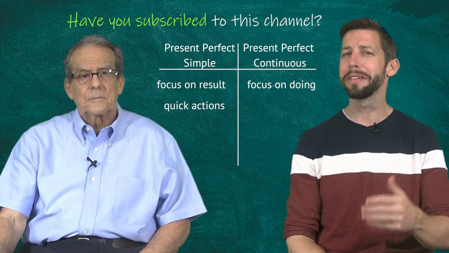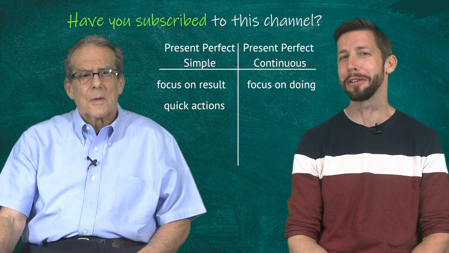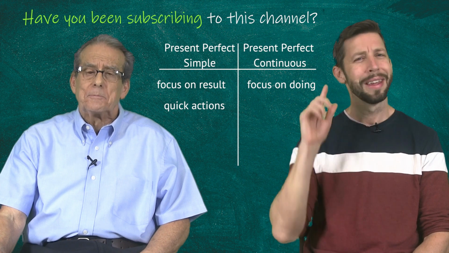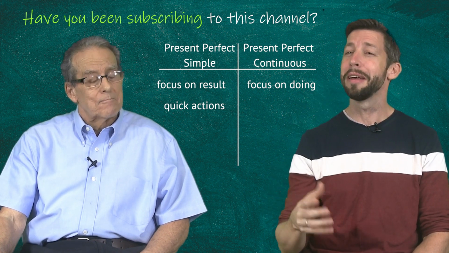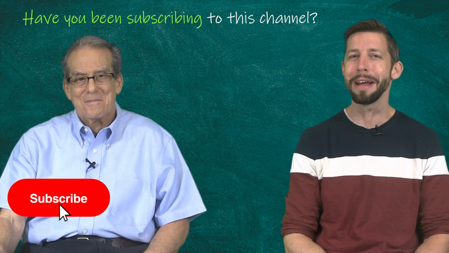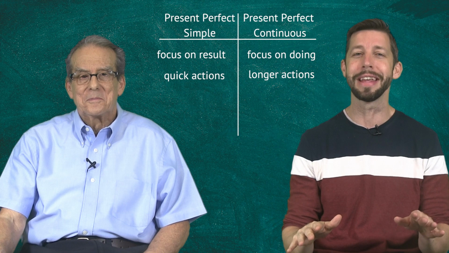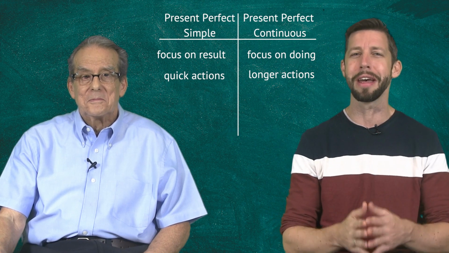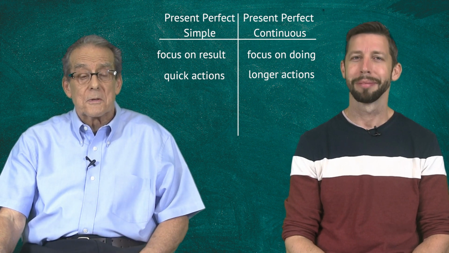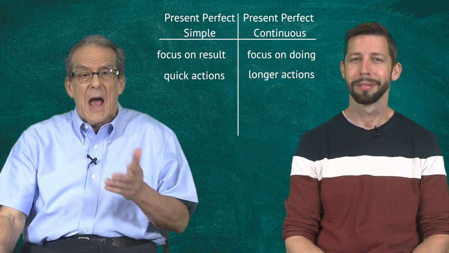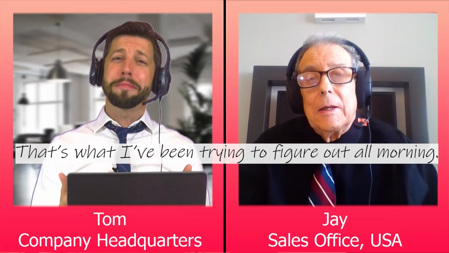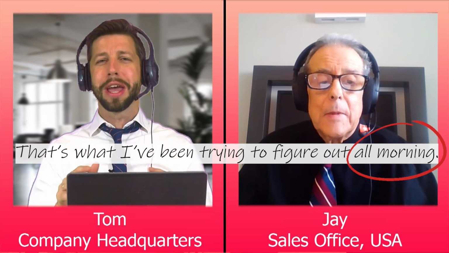Now, ask the same question in the present perfect continuous. Have you been subscribing to this channel? It just doesn't sound right because the action, subscribing, in this case, is the simple click of a button. It's not an activity that takes a considerable amount of time. So is that another characteristic of the present perfect continuous? We use it to focus on how long something has been taking? Yes, that's right. That's what I've been trying to figure out all morning.